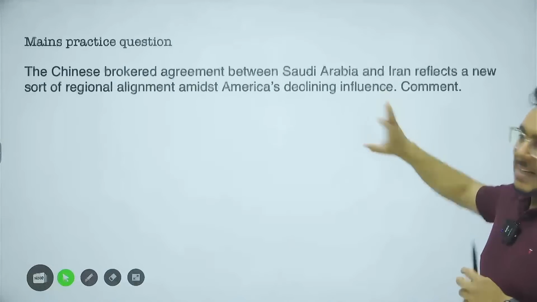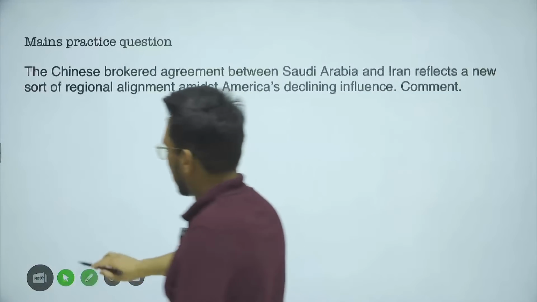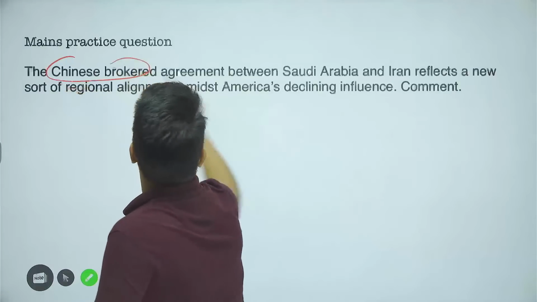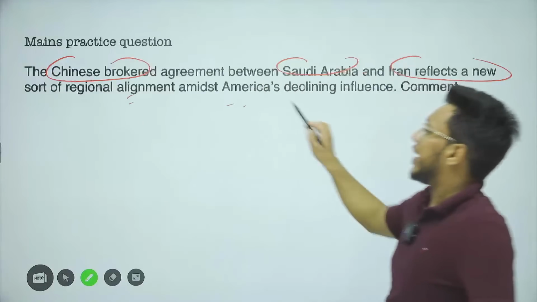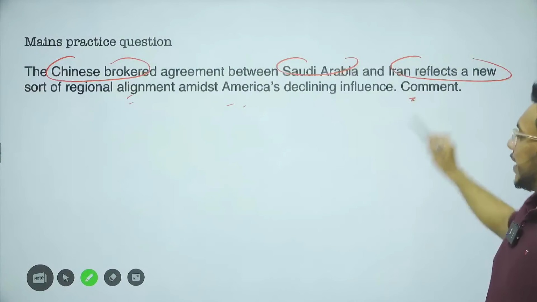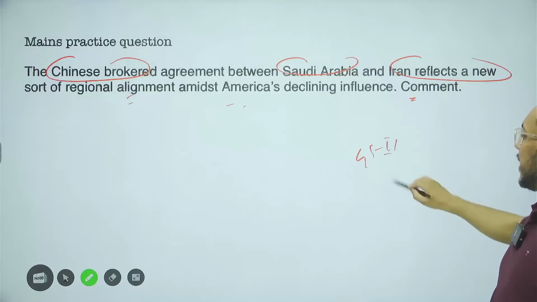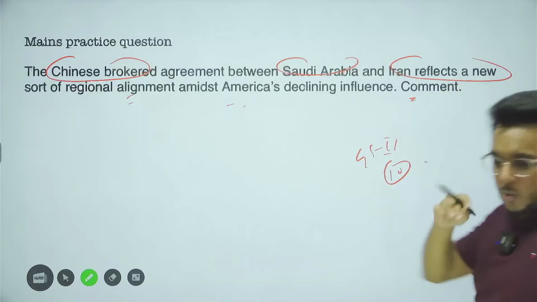Okay, and then we have the main practice question for today. The question reads: The Chinese brokered agreement between Saudi Arabia and Iran reflects a new sort of regional alignment amidst America's declining influence. Comment. So this will be your GS paper number 2, 10 marker question. So try to write on that.